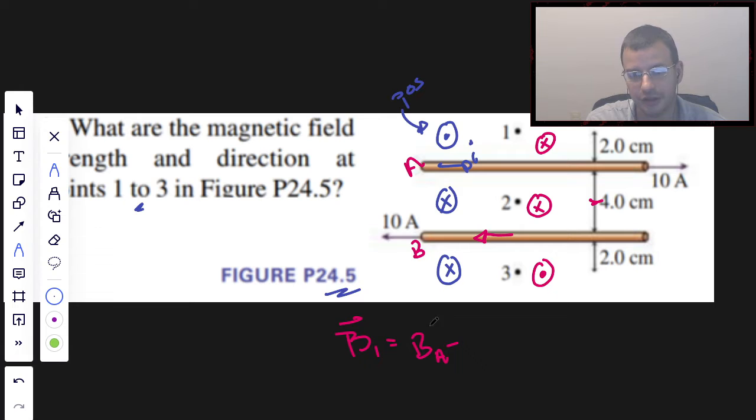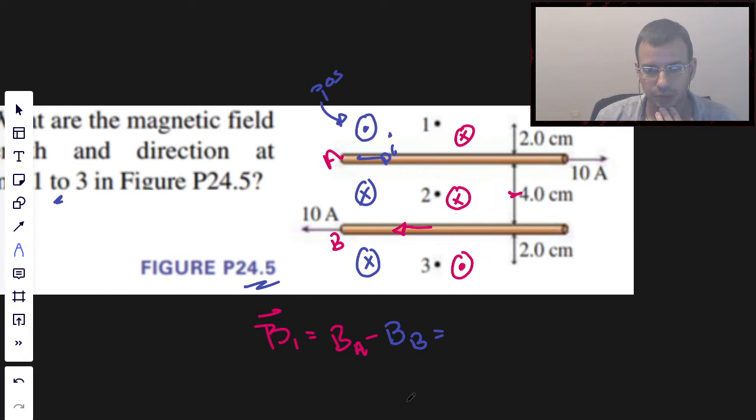It doesn't really matter as long as I keep everything straight. So we're going to do the magnetic field due to A, which is the top wire, minus the magnetic field due to B, which is the bottom wire, because they're in opposite directions. That's the general idea we're going to have for this. The magnetic field due to a current-carrying line is going to be mu naught I over 2 pi r. This comes from Ampere's law, I think. It's worth memorizing.